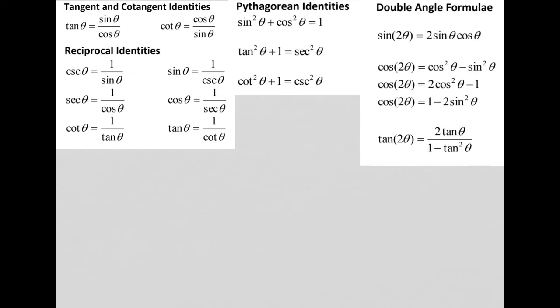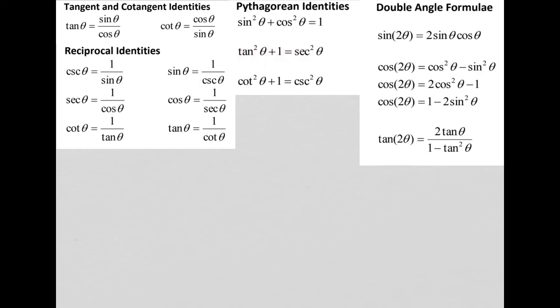The next set of very important identities is called Pythagorean identities. So we know sine squared theta plus cos squared theta is always 1 if they have the same angle. So if you divide those three terms by cosine squared, sine squared divided by cos squared, you will get tangent squared. Cos squared divided by cos squared, you will get 1. And 1 divided by cos squared, you get secant squared. So that's the second Pythagorean identity.